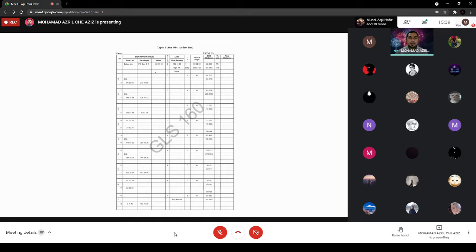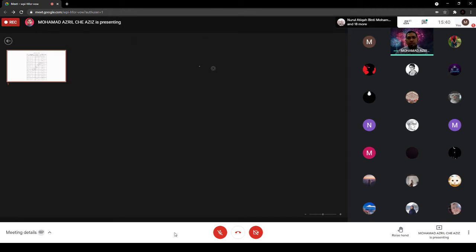For example, when you want to start the survey, you will record an assumed datum. You write it down here, and then the value. You write it under the mean column.